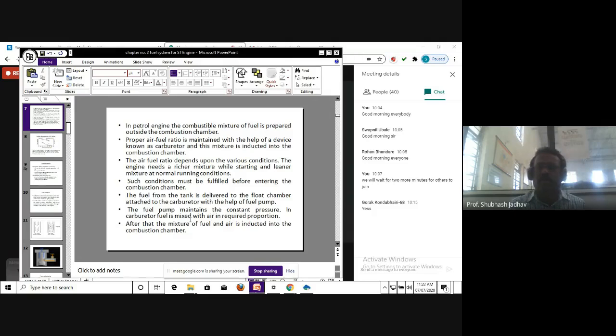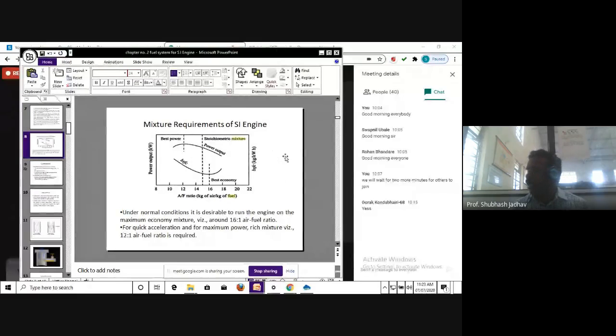So some level of the fuel has to be maintained properly. After this, the mixture of the fuel and the air is injected into the combustion chamber. So proper air fuel mixture is provided, and it is allowed to go into the combustion chamber. So this was something which we should know.